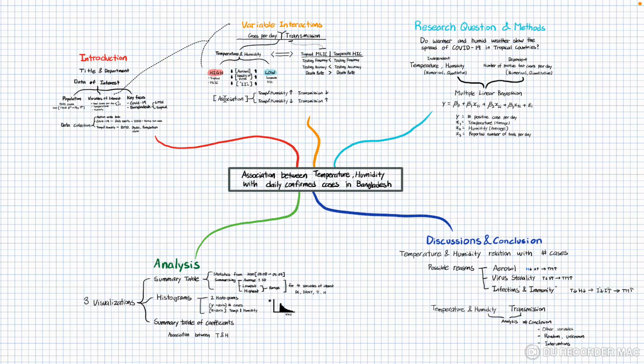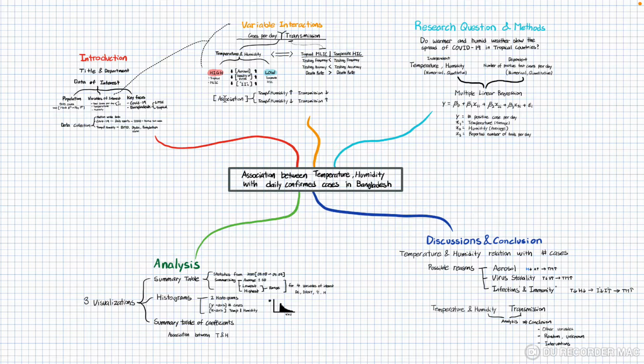Hello. In this problem set, I'll be talking about an article called Association Between Temperature, Humidity, and COVID-19 Outbreaks in Bangladesh, published by the Environmental Science and Policy Journal in December 2020. The key focus of the study is COVID-19 in Bangladesh.